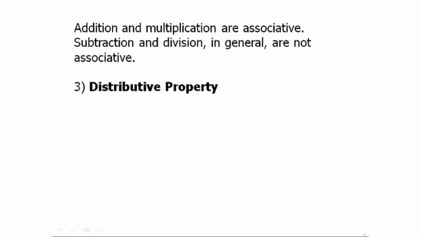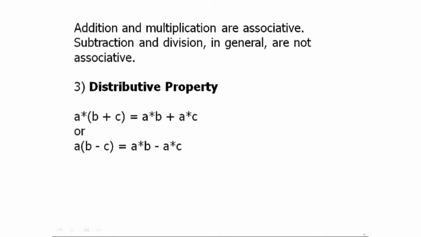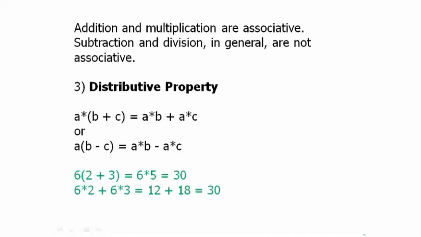The distributive property. This one is a big one. First of all, multiplication distributes over addition, and it distributes over subtraction. So we could do the addition or subtraction first and then multiply, or we could multiply times each piece and then perform the addition or subtraction. So for example, we can add 2 plus 3 first and then multiply, or we can do 6 times 2, 6 times 3 first, and then add those two products separately. Either way we get the same answer.